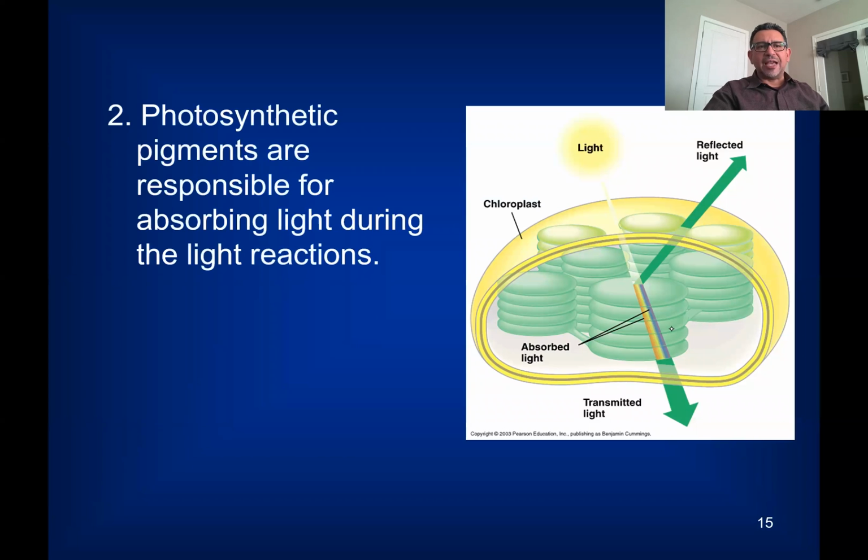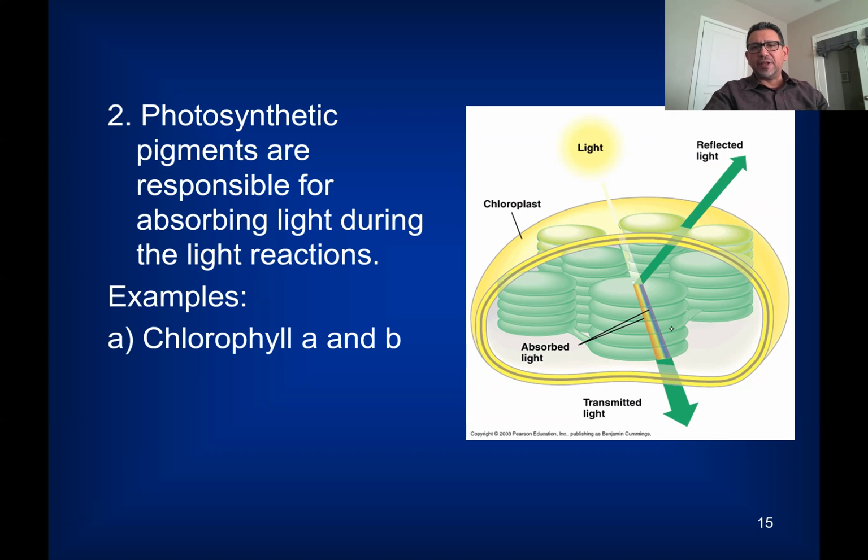How do we capture light? Plants are going to be capturing light with the help of photosynthetic pigments. That is the mission of a photosynthetic pigment: obtain light, capture it, and there are different types of photosynthetic pigments. For example, chlorophyll A and chlorophyll B are easy to recognize because they look green to our eyes. But why do they look green?